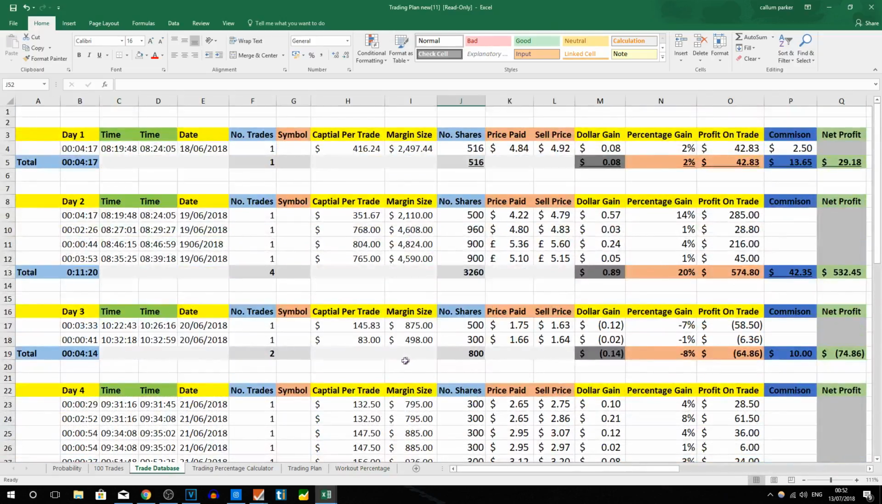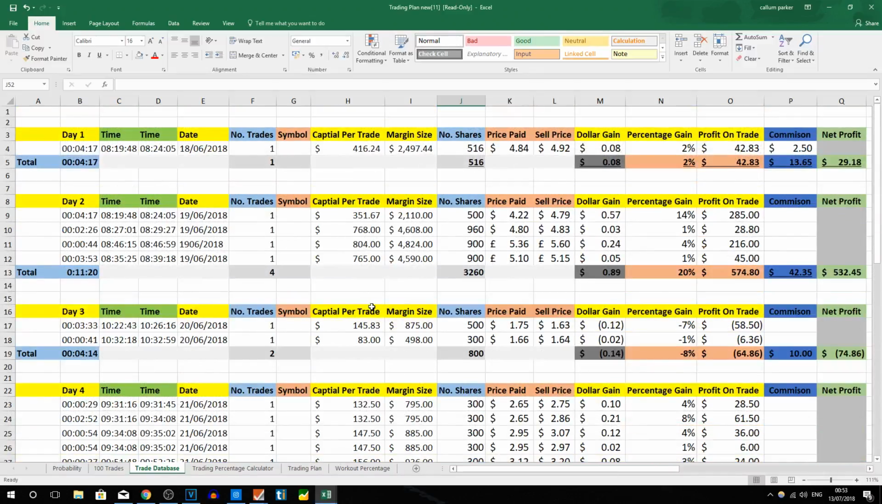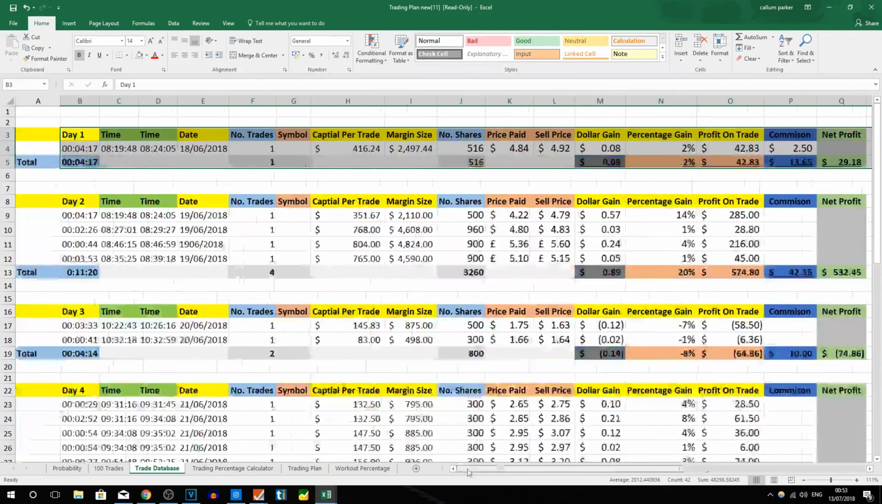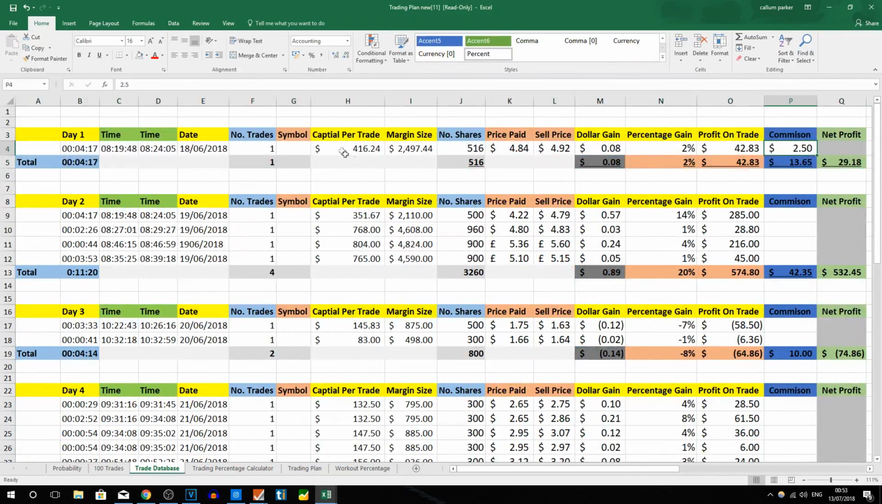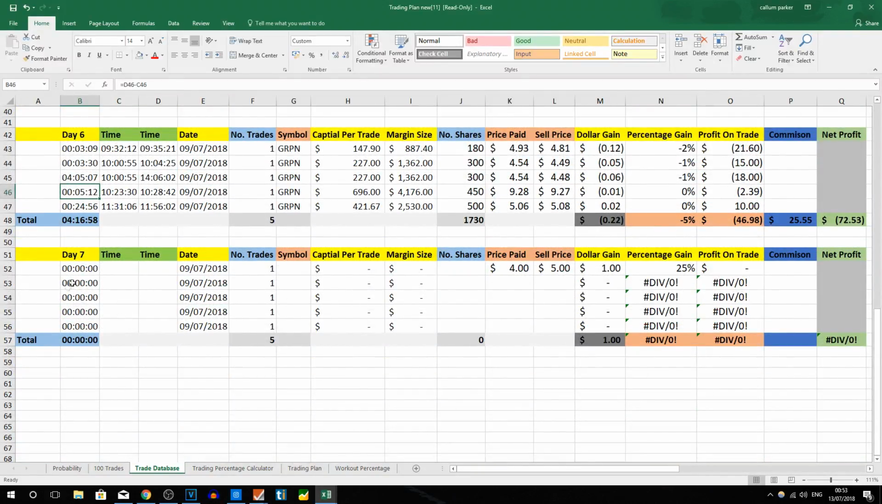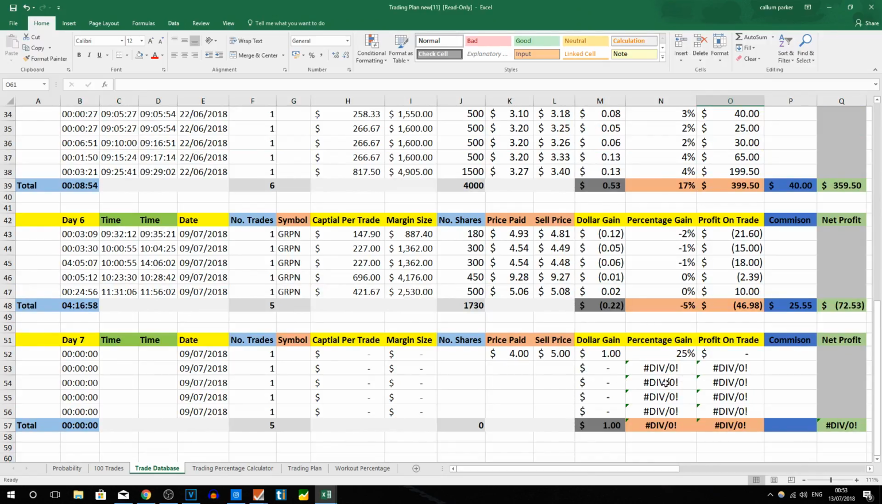And then this is my trade database. This looks really confusing, but it's actually not that hard. Once you've done 2 lines, you can do the whole sheet. Once you've done the first calculations, it's basically just copying it for the next one. So this is day 1, day 2, day 3, day 4, day 5, day 6. I need to fill in day 7. I haven't filled in day 7 yet, but as soon as I type in my figures, all these will change.